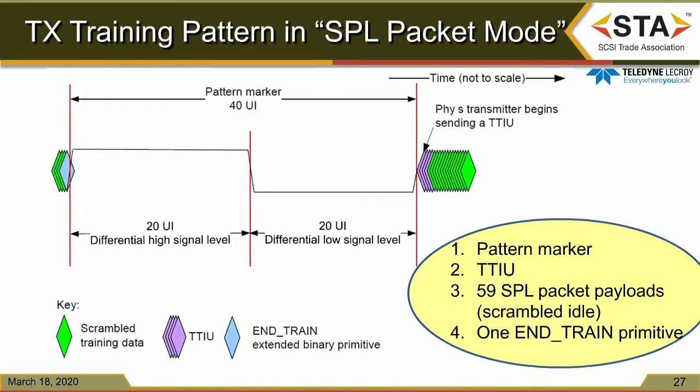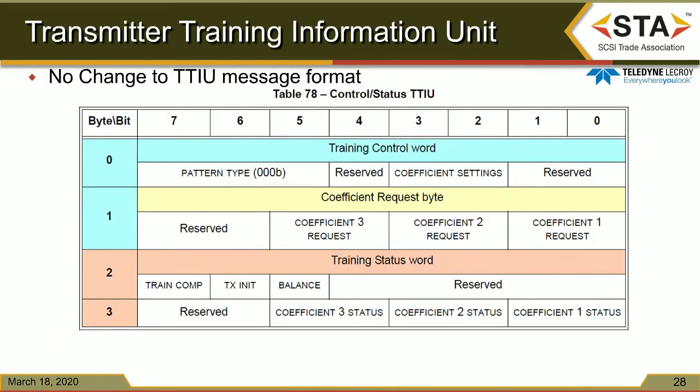For packet mode devices, the 24 gig link training is only slightly different than 12 gig D-word mode. They still use the pattern marker to signal the start of a training pattern. It's still 20 UI high, then transitioning to 20 UI low. Each PHY will consider transitions with 38 to 42 UI to be a valid marker. So there's some built-in slop there. Immediately following the marker, the TTIU packets are sent.